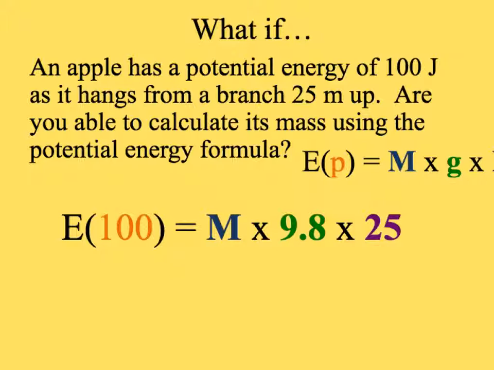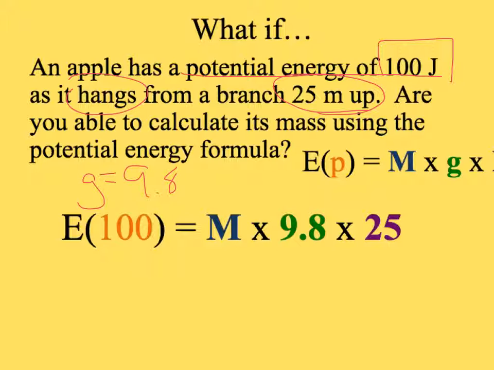Now, this example is a little bit different. So first, let's figure out what we already know. In this case, we have an apple. It's hanging, so that should tell us that we need the gravitational potential energy formula. The apple is 25 meters off the ground. Now it's on Earth, so we know that our g is going to equal 9.8 meters per second squared. But in this problem, which is a little bit different, they give us the potential energy of 100 joules.